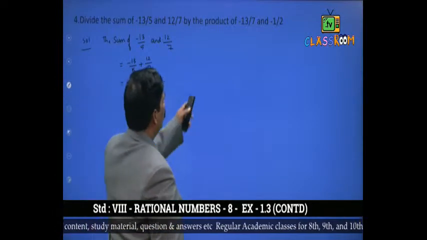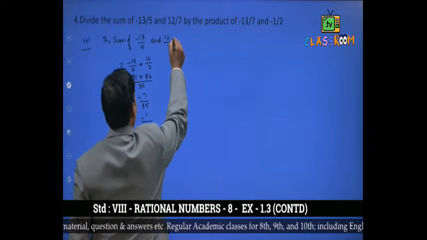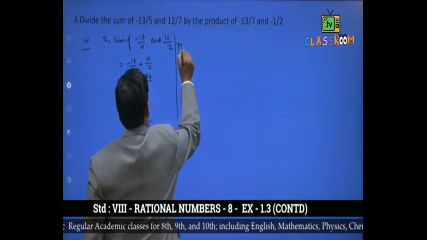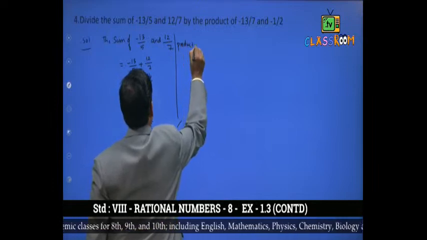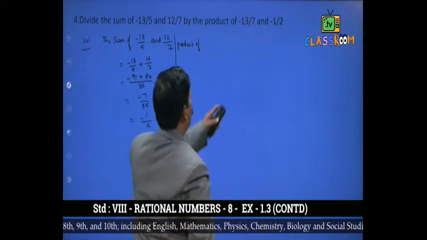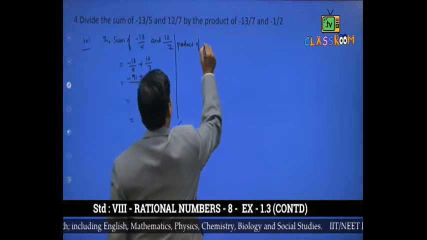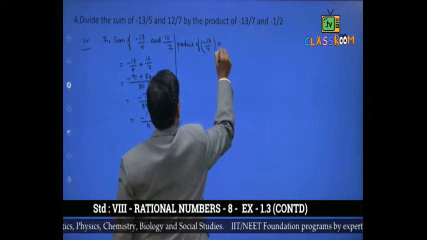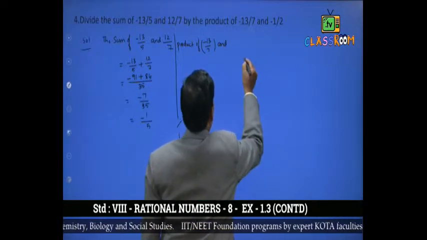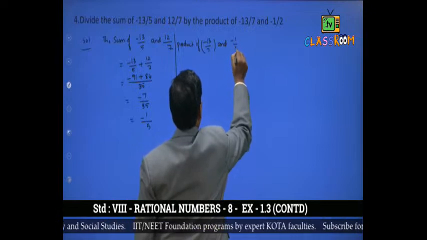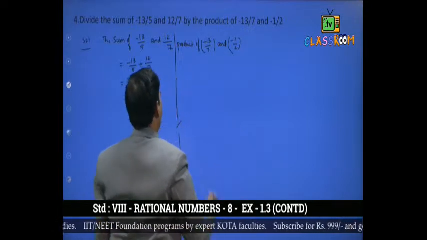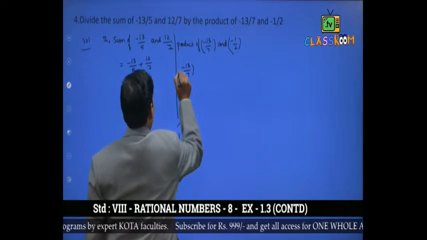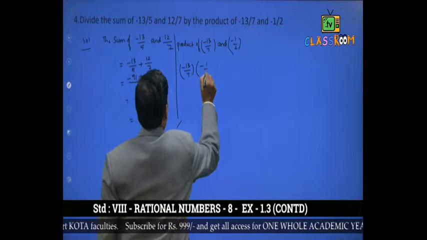Now you need to find the product. Product of what are the two numbers? Minus 13 by 7 and minus 1 by 2. Okay, so now you multiply minus 13 by 7 into minus 1 by 2.